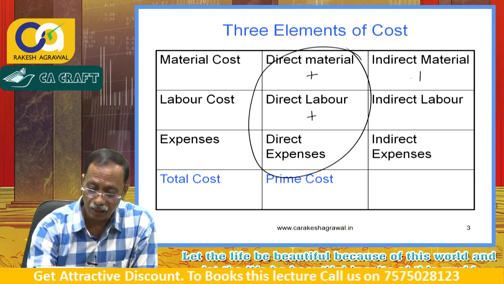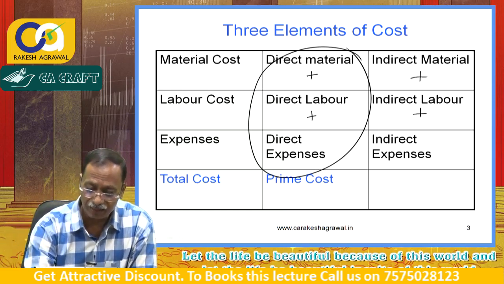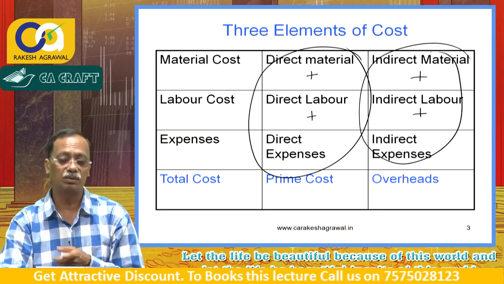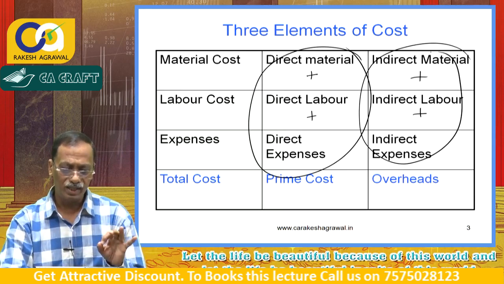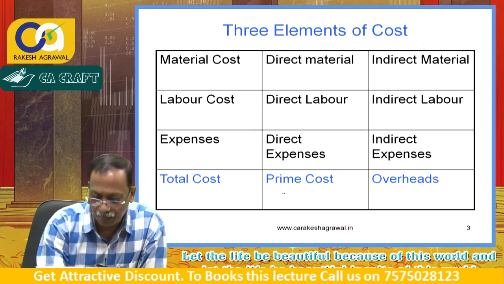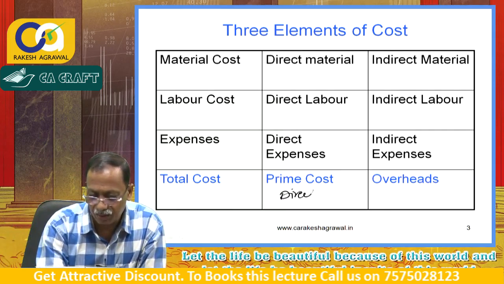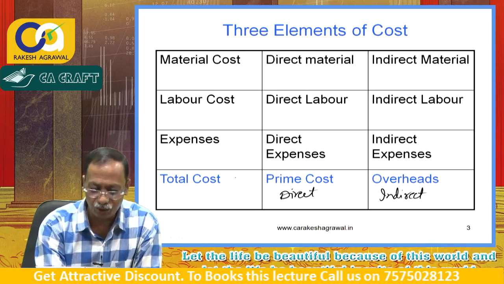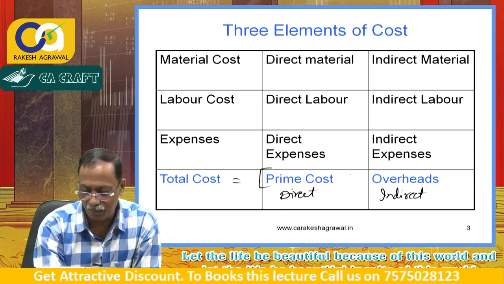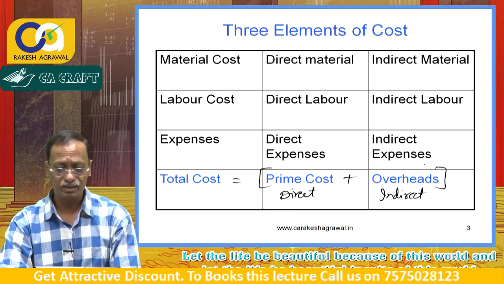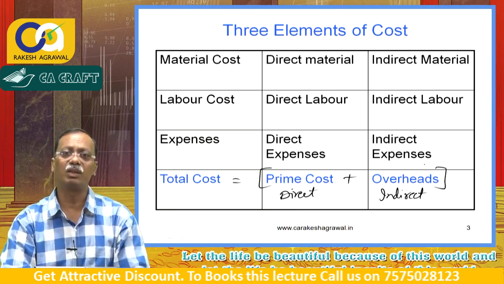Now indirect material plus indirect labor plus indirect expenses, all indirect expenses together, is called overheads. So overheads is a substitute word for indirect cost. I mean to say prime cost is a direct cost and overheads is nothing but indirect cost. And if you remember, we used to say total cost is equal to prime cost plus overheads, correct? So overheads is added to prime cost to get the total cost.